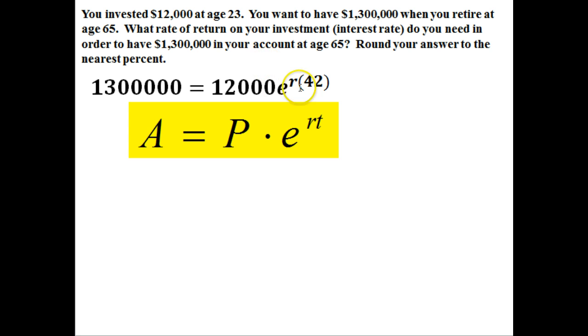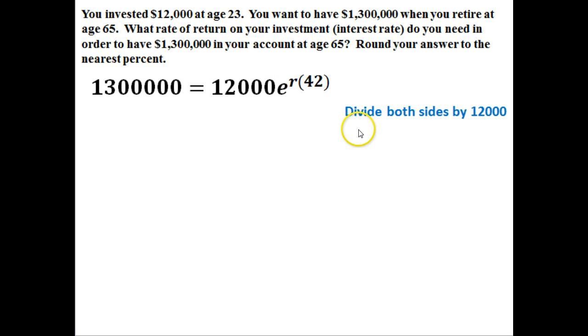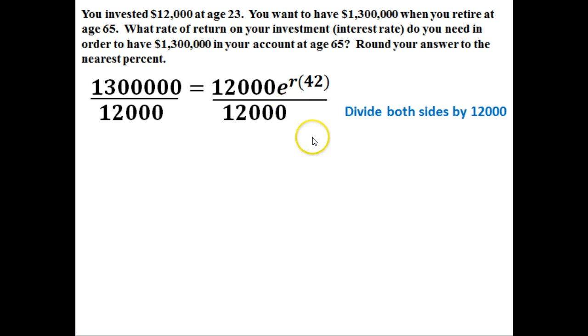We're going to solve it for R. So the first thing I'm going to do is divide both sides by 12,000. I'm trying to isolate this R, and so this will be our first step. So I divide both sides by 12,000, and 1.3 million divided by 12,000 is 108.333. And notice how I'm not really rounding right now. I know at the end we're going to need to round it, but I think that you should wait to do that until the very, very end.